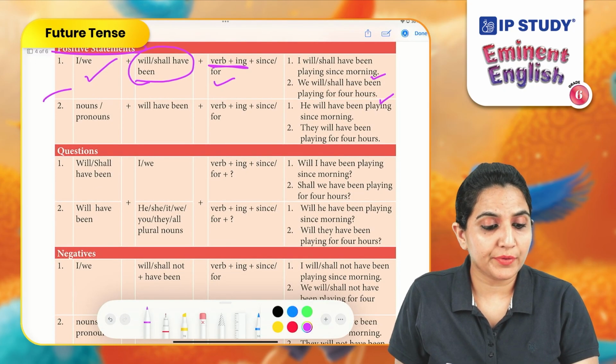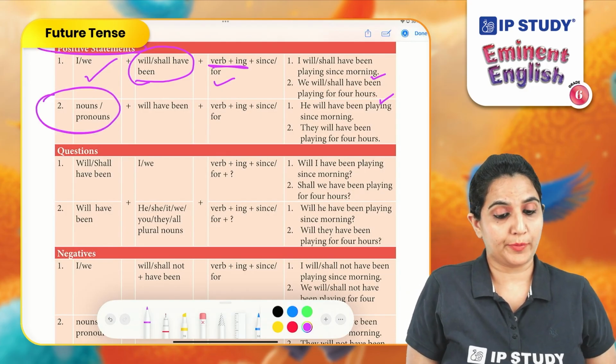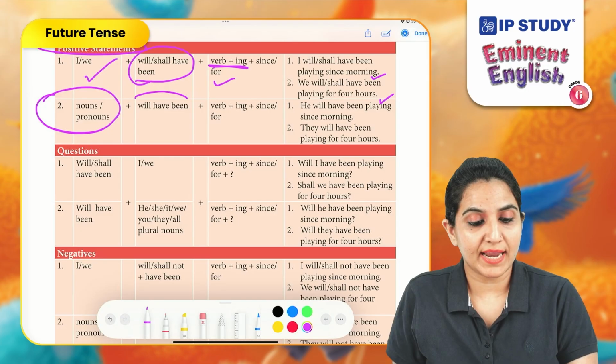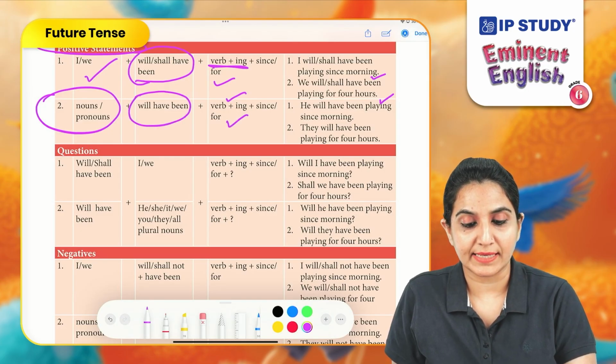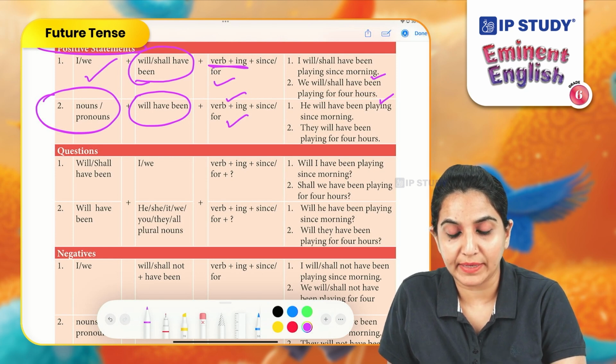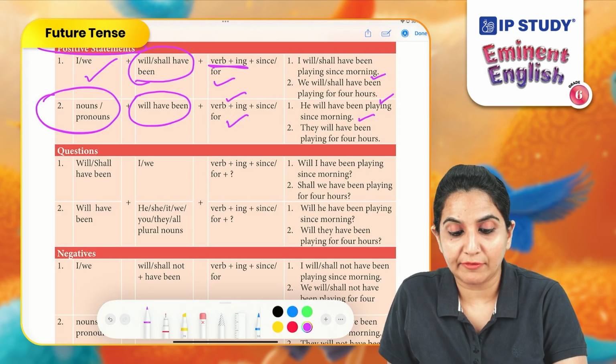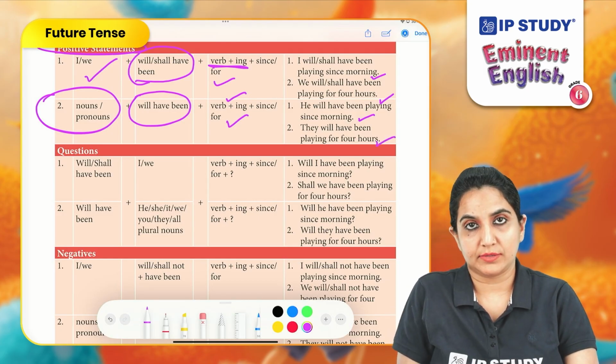With the nouns and pronouns, that means for the second and third person, singular and plural pronouns, we use will have been along with the ing form of verb, since and for. He will have been playing since morning. They will have been playing for 4 hours.